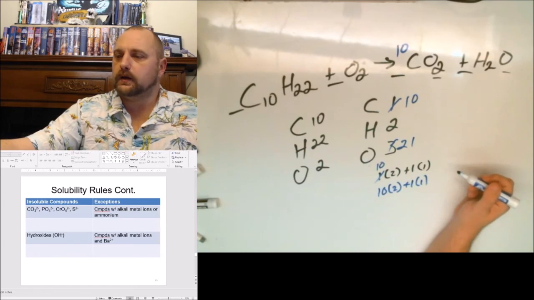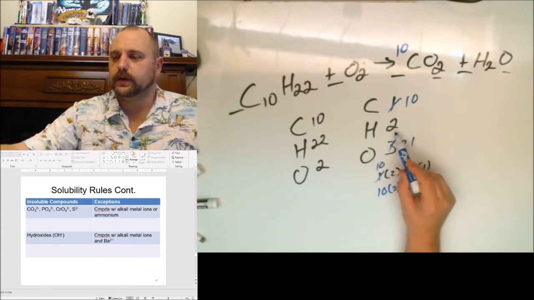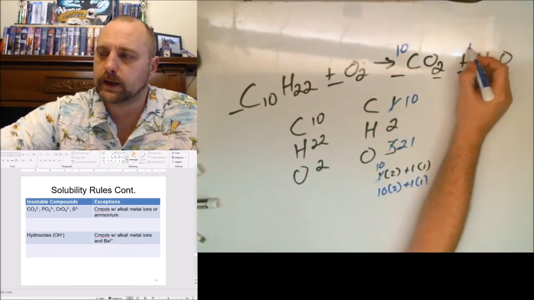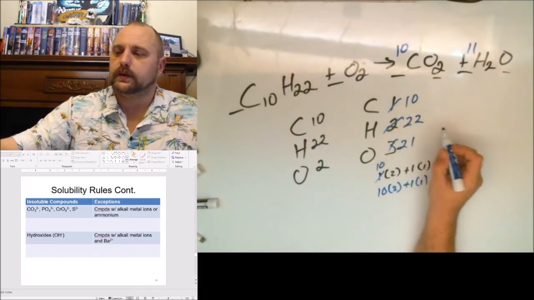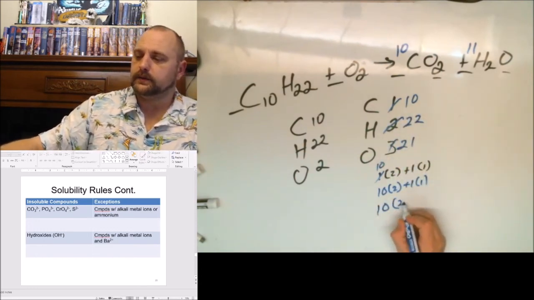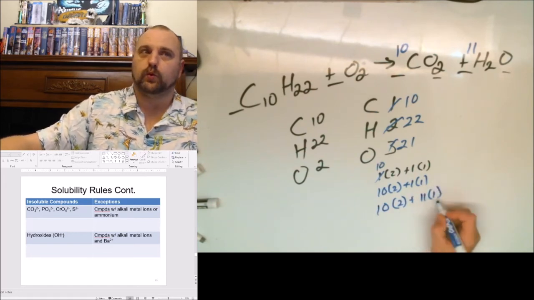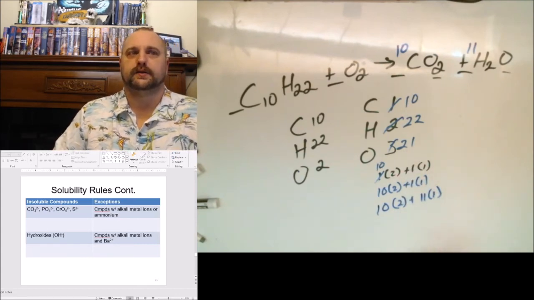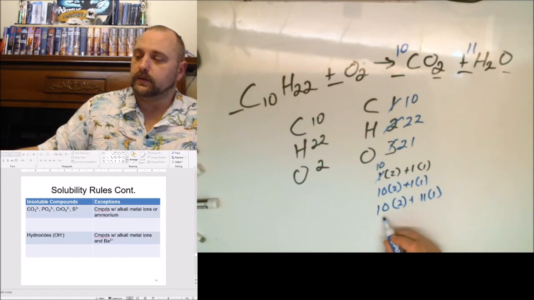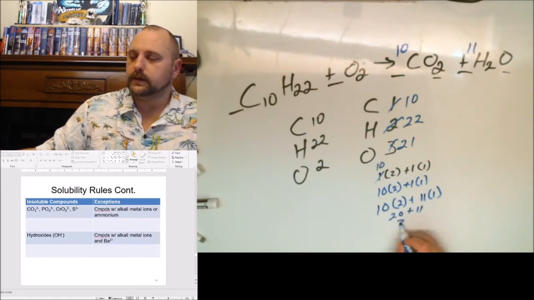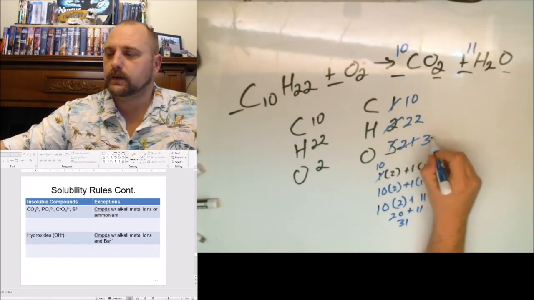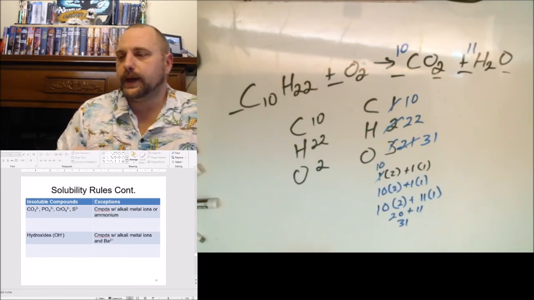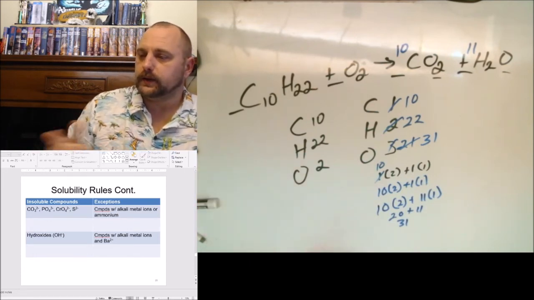Alright. To fix the hydrogens, some number times 2 to get 22. That's an 11. Alright, so that'll give me 22 here. So my math now is 10 times 2 plus 11 times 1. Notice I'm doing the math again. I'm not trying to adjust my previous answer. I'm not going to try to change the 21. I'm going to go ahead and do the math again. So 20 plus 11 is 31. Okay, so we didn't add 11 more. We only added 10 more. We already had one.